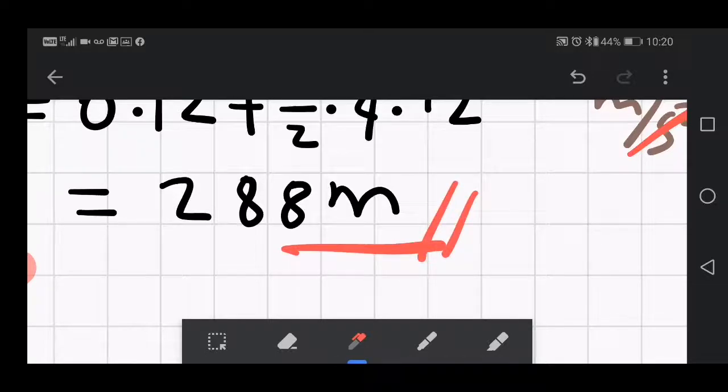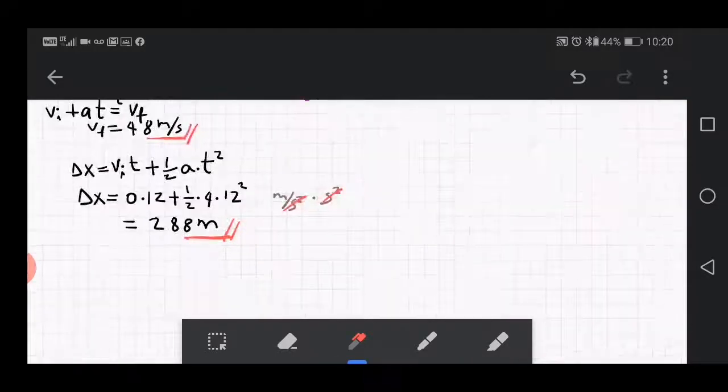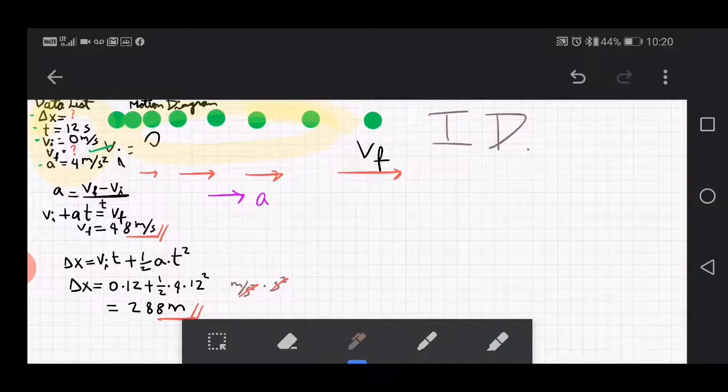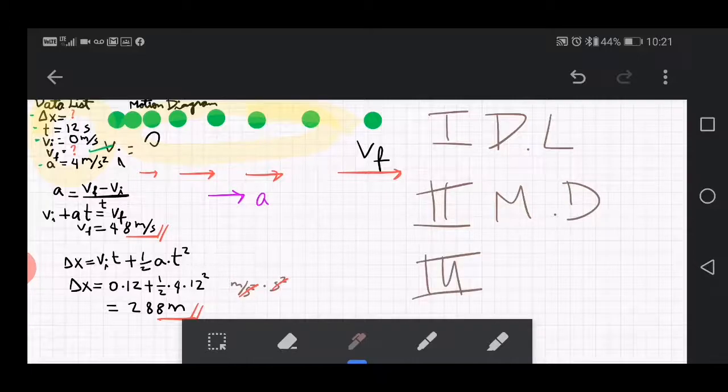and therefore that is your final answer. So to summarize, you basically have three very important steps in your solutions. First, you need your data list. Second, you need your motion diagram. And finally, third, you need an algebraic solution. And in order to get that algebraic solution, you need to choose your formula wisely by looking at what you know and what you want to find out.